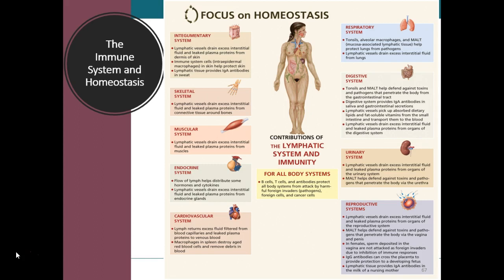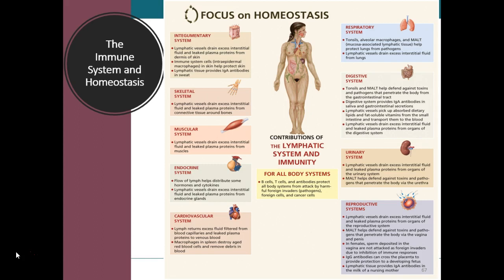And the reproductive system, the pH in the vagina is inhospitable to foreign bacteria. The MALT tissues help defend against toxins that could penetrate the body through the vagina and the penis because they both have openings to the external environment. The lymphatic tissue provides antibodies in the milk of nursing mothers and helps to protect the young.